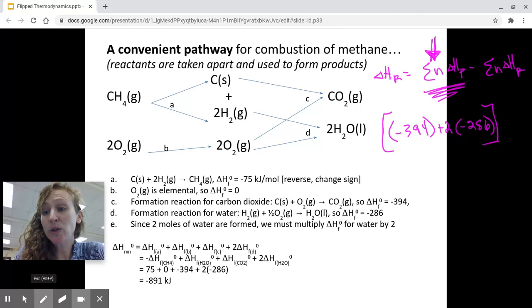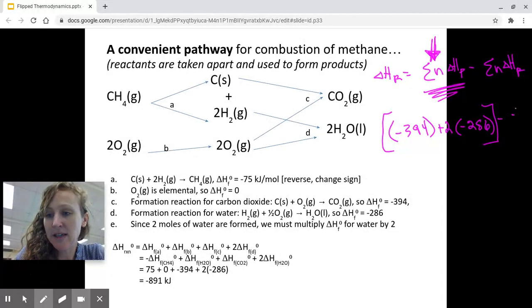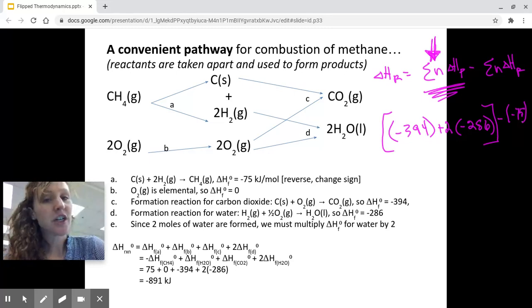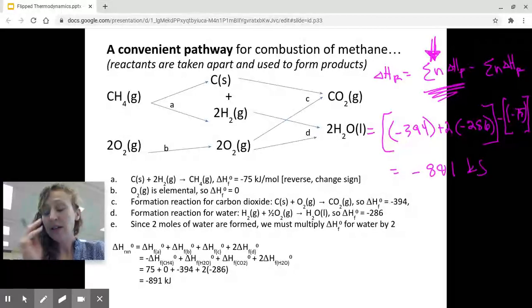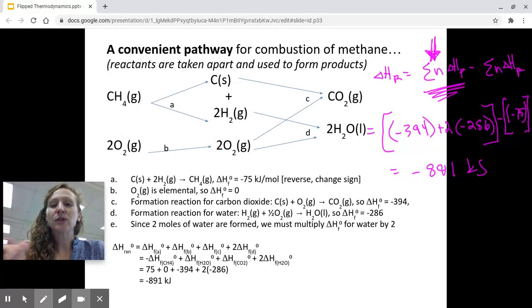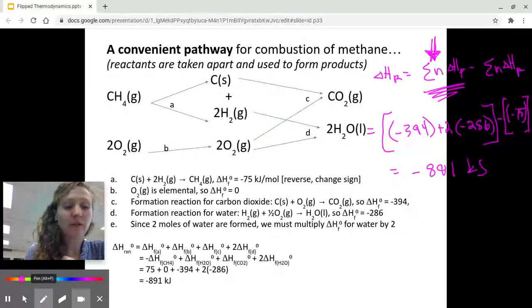And then I'm going to subtract the same thing from the reactants. So I'm going to take the reactants. So -75 for methane. I don't have to multiply it by any moles because I just want one of those. And I actually don't have to add an oxygen here because oxygen's just 0. So this is the sum of all the reactants. And now notice if you type this into your calculator, you get -891 kilojoules. So it's a formula that allows you to plug and chug without thinking through the logic. And why does it work? Because the formula does the logic for you.